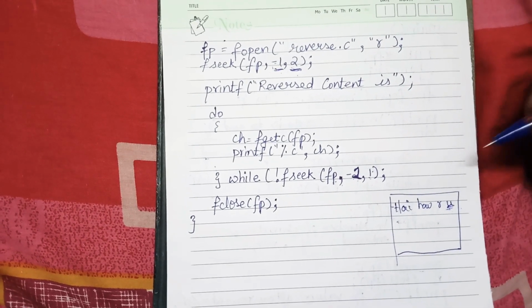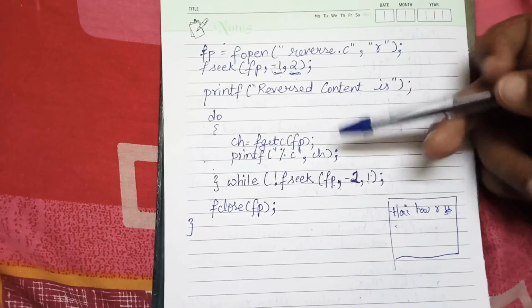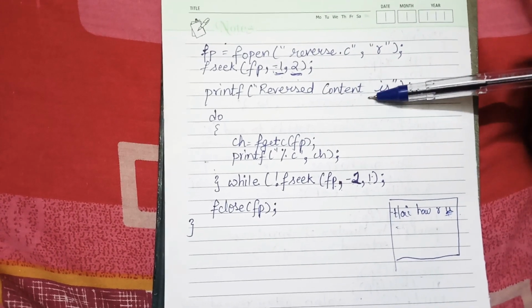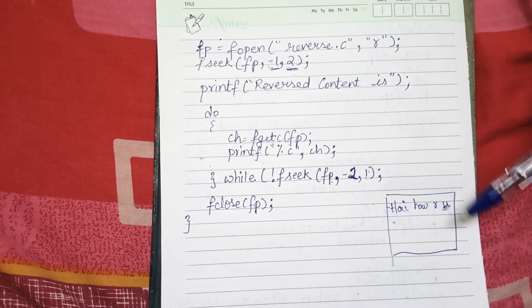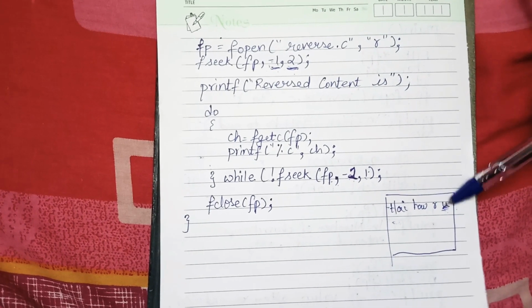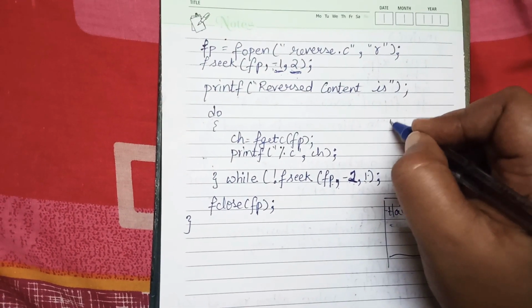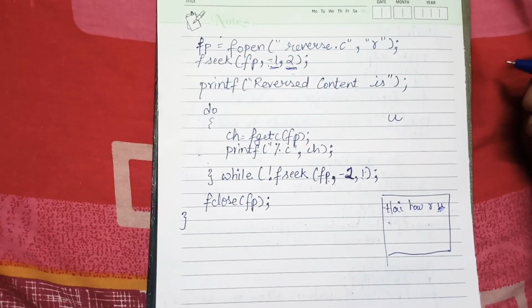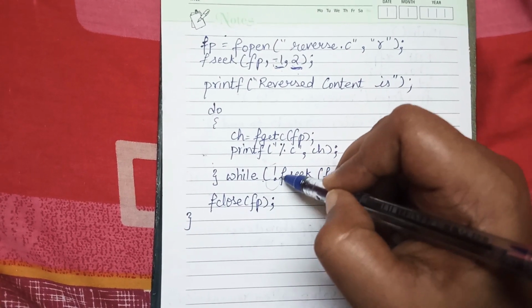Now I'll try to print each and every character from the back side. The reverse content is: do ch is equal to fgetc of fp. Since the fseek function has moved me to u, that will be stored in ch, and I'll print that character on the monitor. I'll print u. Next, the while loop.